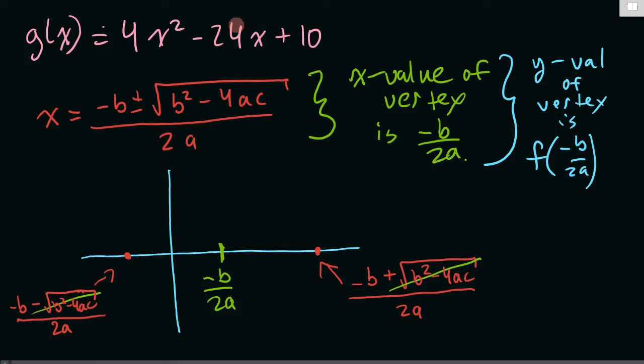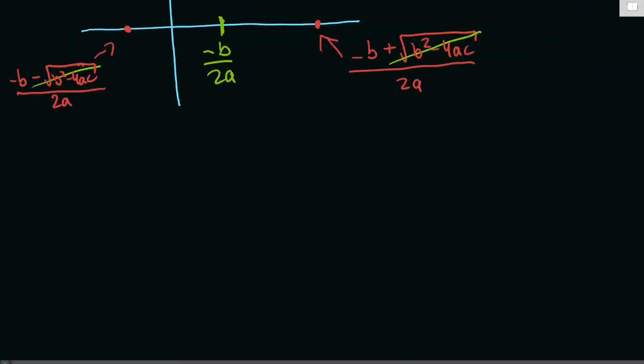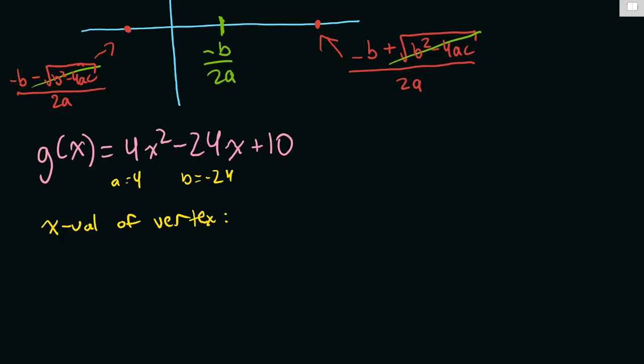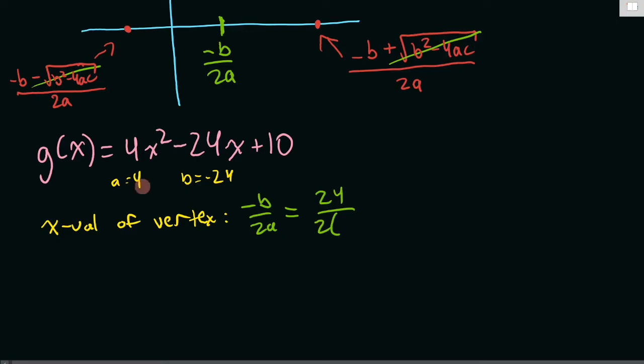So let's try this with g of x. That's our b value, that's our a value. Okay, let me just write this out again. So g of x is 4x squared minus 24x plus 10. And so our b value is negative 24, and our a value is 4. So then the x value of the vertex is negative b over 2a. And in this case, negative 24 is positive 24. And 2 times our a value of 4 is 8. 24 divided by 8 is 3.